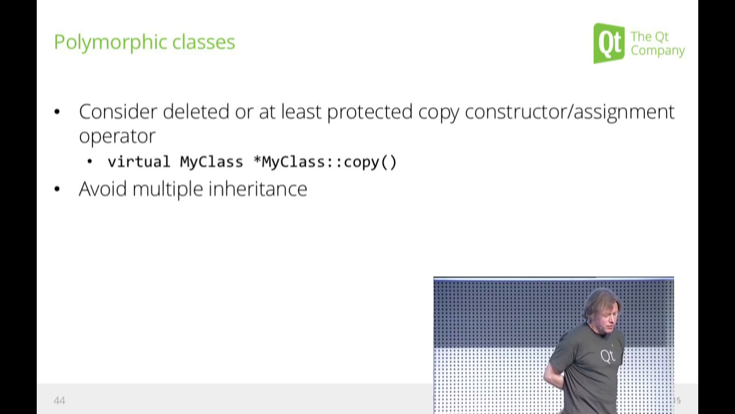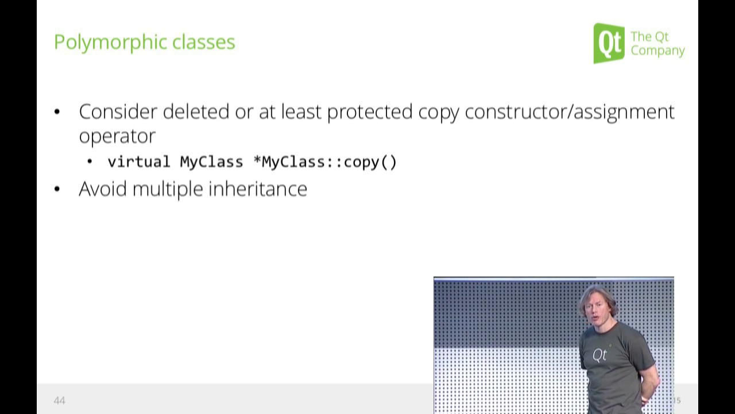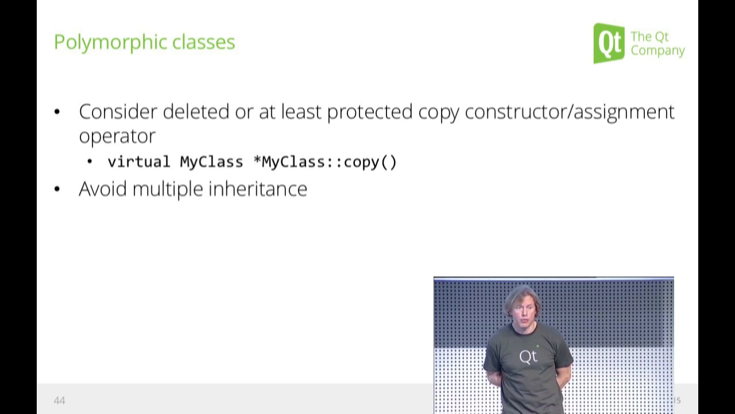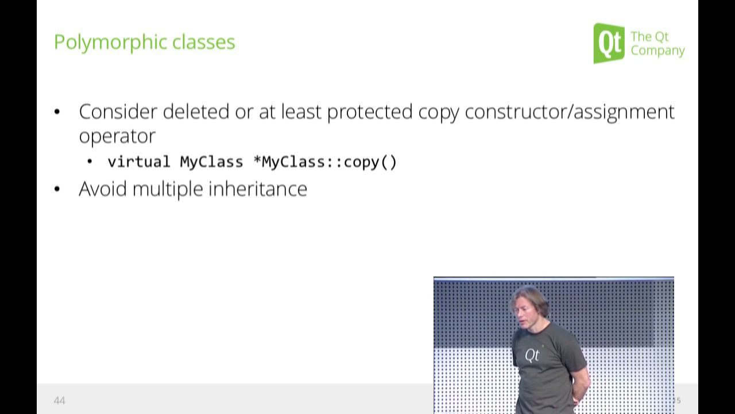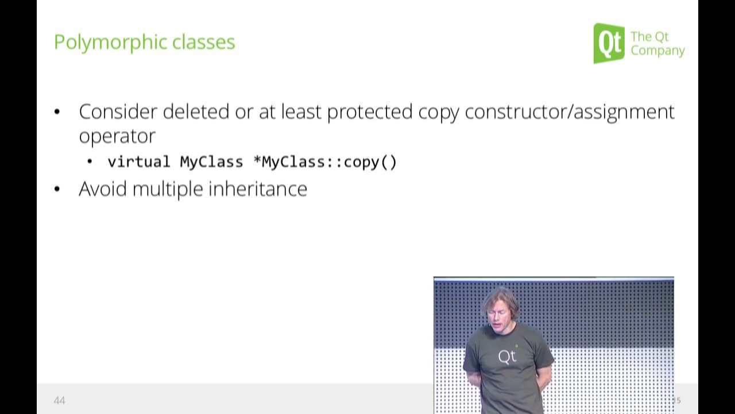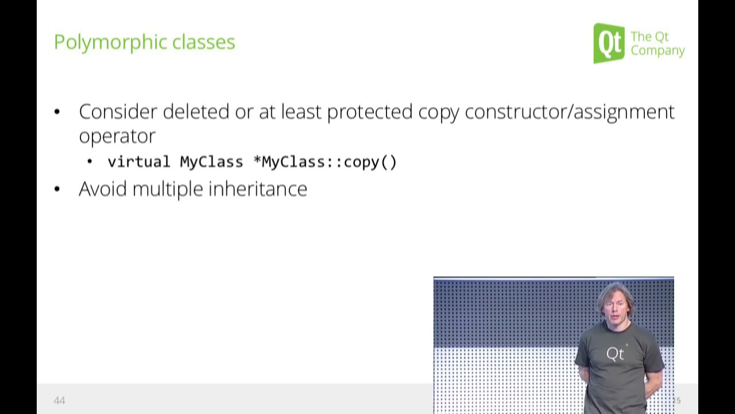And when classes are polymorphic, do you really want to allow people to copy them? That also has its share of issues, at least when you use the standard copy constructor. Because if you only have a pointer to the base class, the copy constructor will probably not do the right thing because you slice your class. The way to get around that is to make them protected and then maybe have a copy method in there.